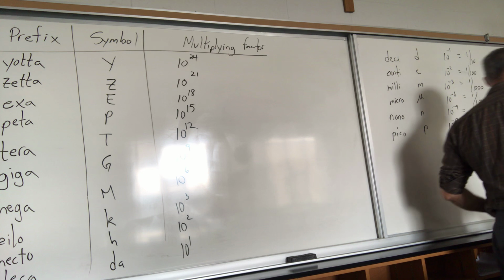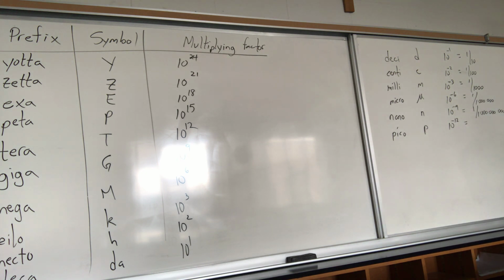Pico, by the way, the word pico is used in Italian. Piccolissimo means very small. There's also a musical instrument called a piccolo. It looks like a small flute.